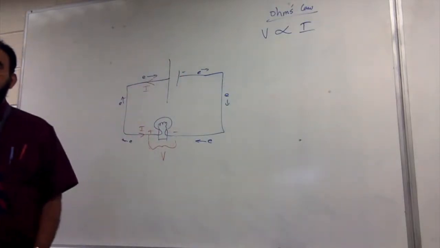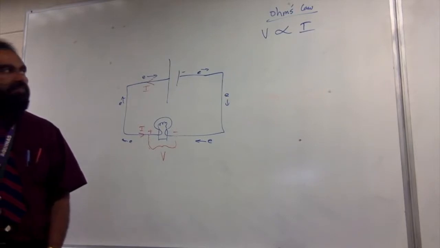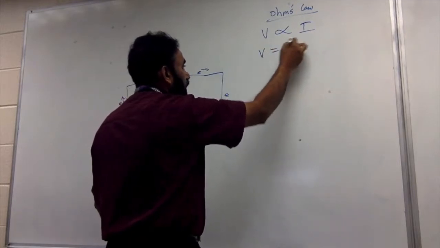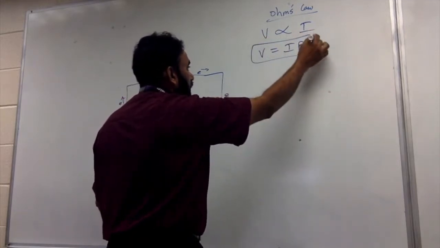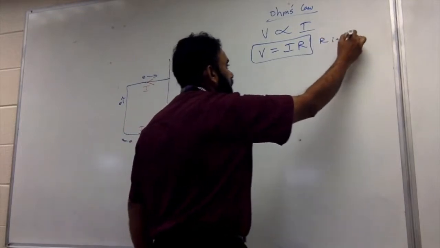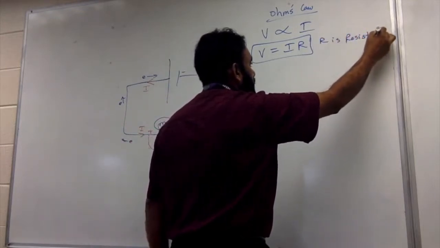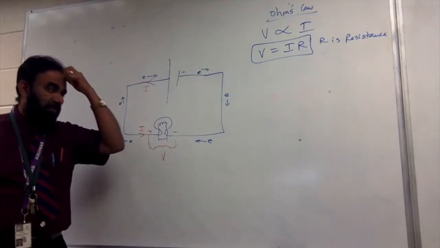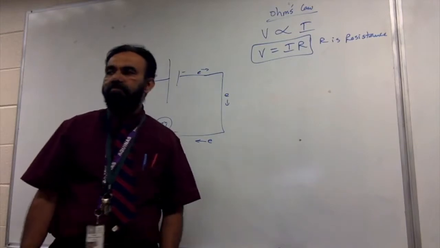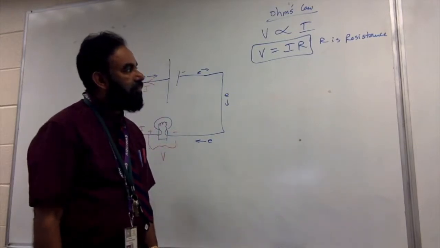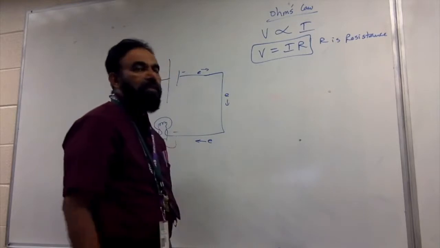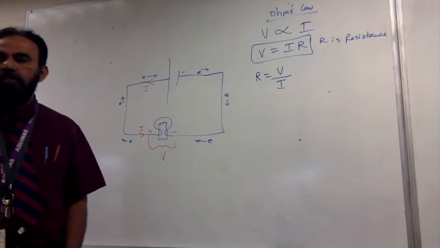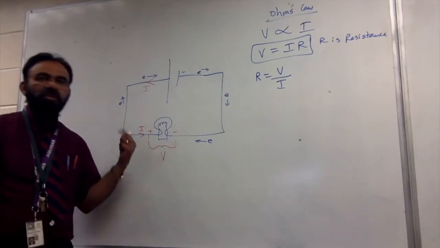That is your Ohm's law. V is proportional to I, something you have done last year. And since V is proportional to I, V is equal to IR, where R is called the resistance of whatever device you're talking about. In this case, it's a light bulb. So R is the resistance of the light bulb. What is R? R is equal to V over I. R is simply the ratio of the potential difference to the current.